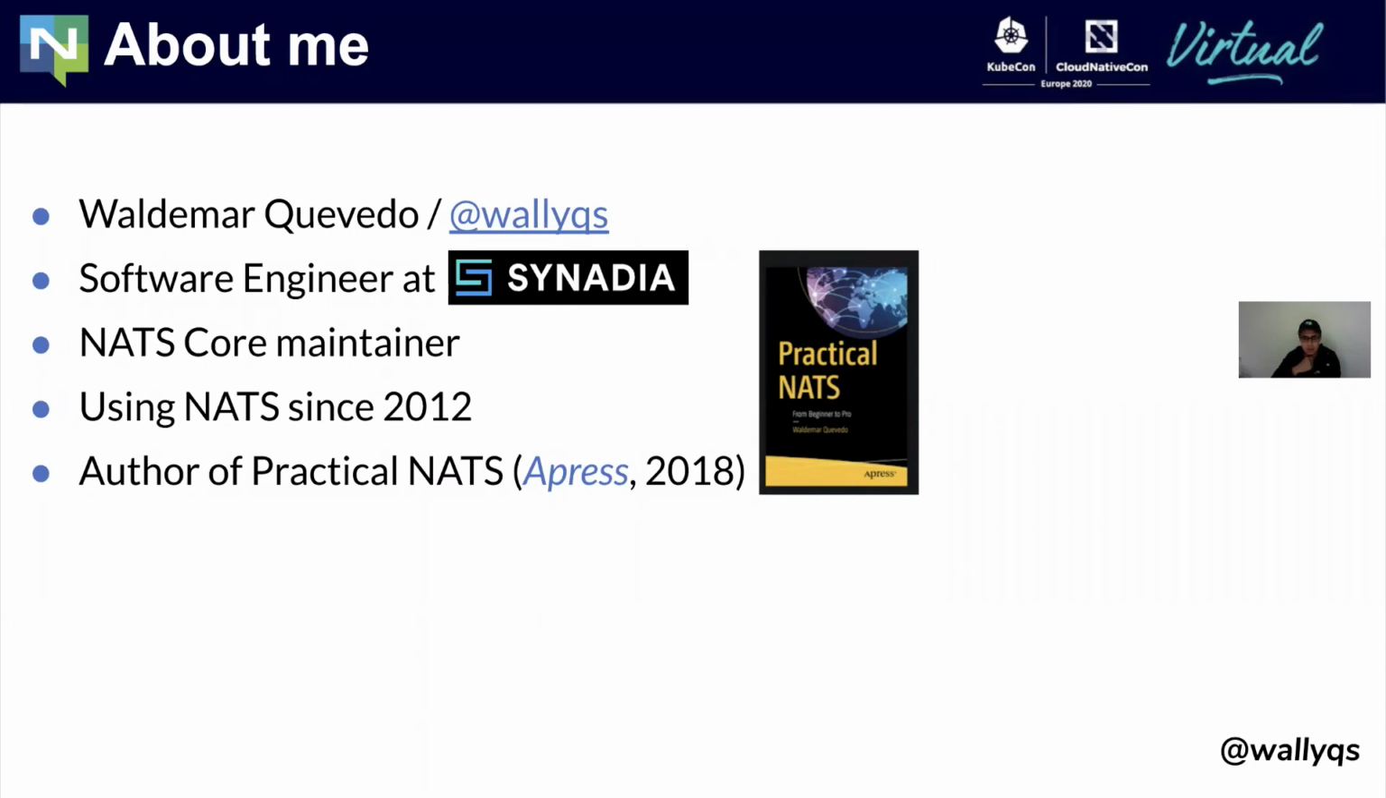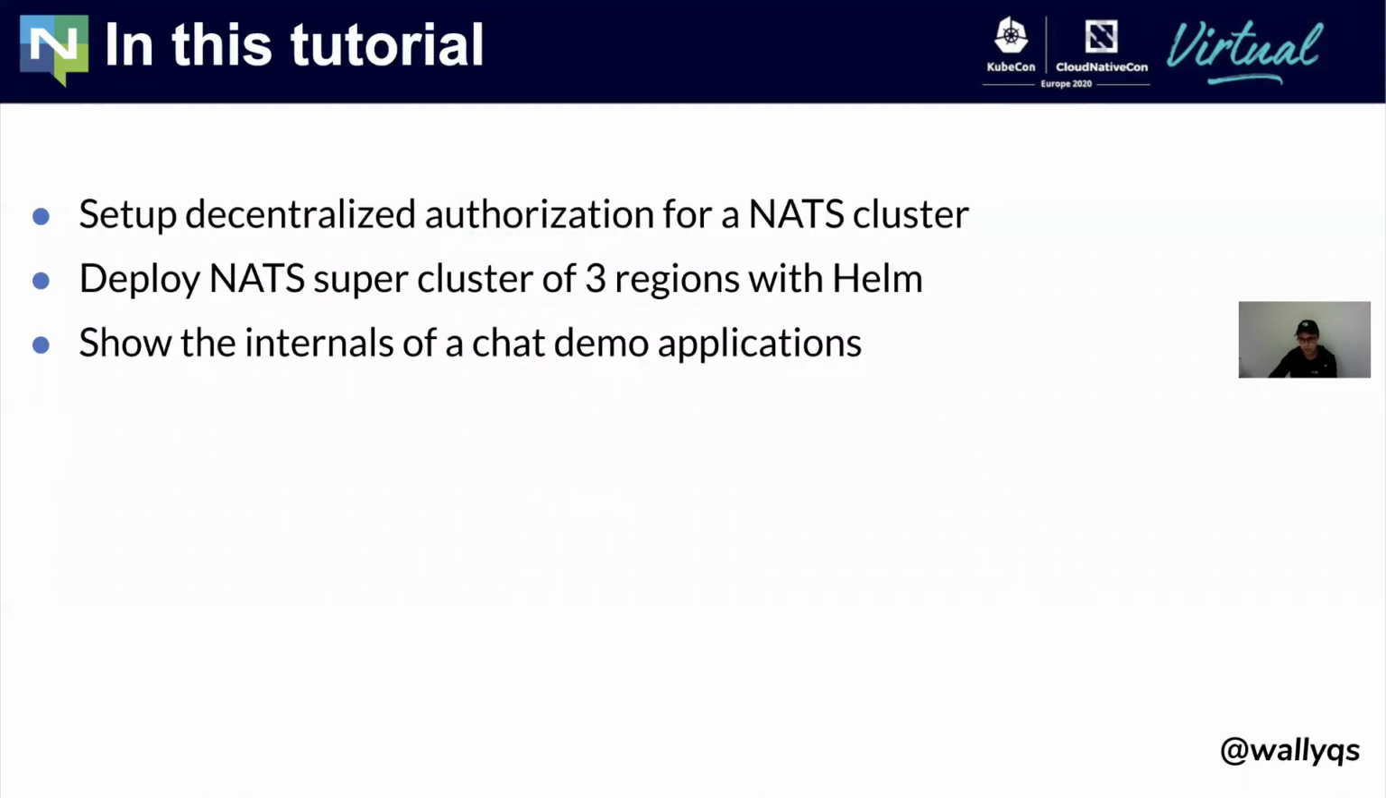I wrote a book about NATS a couple of years ago, covering many of the basic concepts and some of the messaging patterns that you can do with NATS. And in this tutorial, we're going to cover how to set up a decentralized authorization scheme for a NATS cluster. Then we'll deploy a NATS supercluster of 3 regions using Helm. And I'll show the internals of a chat demo application that is using those credentials, dynamic provision of credentials, and a global NATS supercluster.